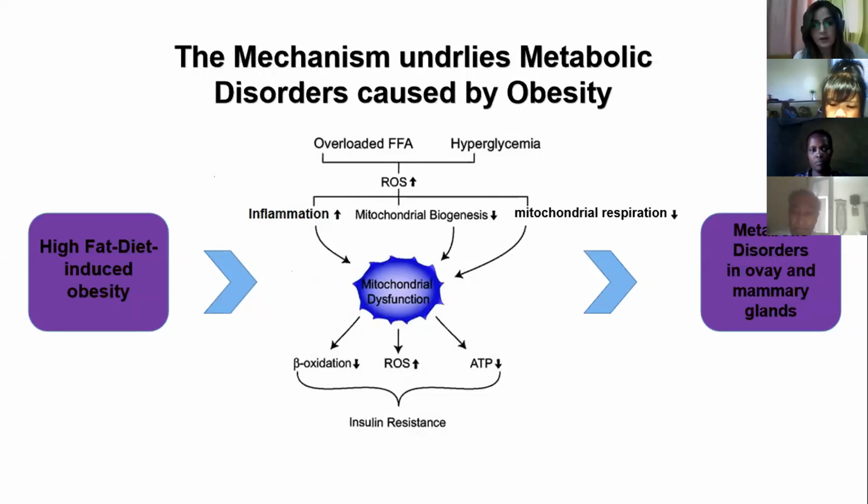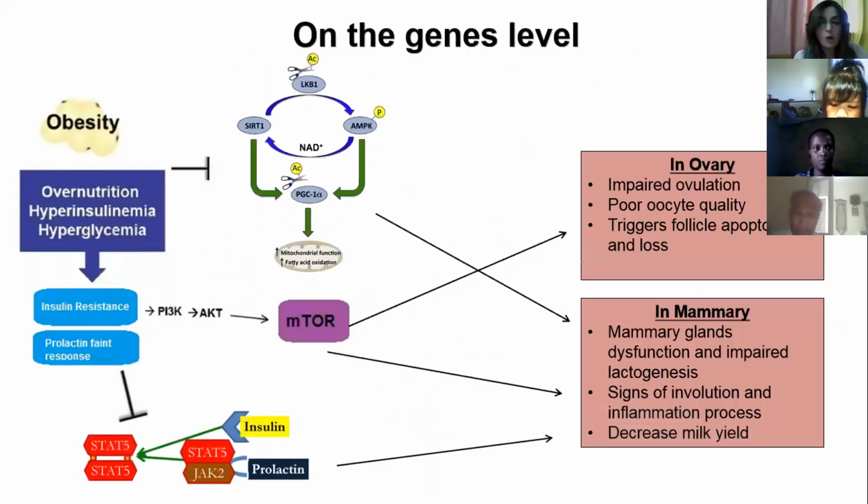On the gene level, obesity affects organs' metabolic function in different pathways. Obesity suppresses the AMPK SIRT1 PGC1 alpha pathway, leading to mitochondrial dysfunction and impaired energy production and contributing to metabolic dysfunction of ovary and mammary gland. In addition, obesity upregulates the AKT-mTOR pathway, leading to follicle growth and loss in ovary and increased tissue inflammation status. Moreover, the insulin resistance status and prolactin resistance caused by obesity affect milk production through suppressing the STAT5 JAK2 pathway.